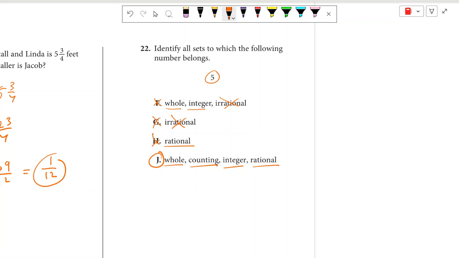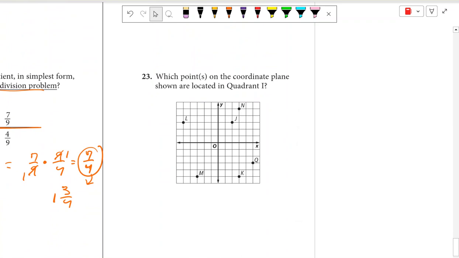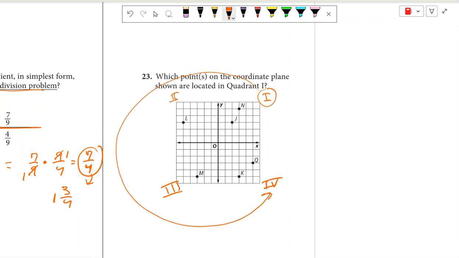And now finally our last one. 23. Which points on the coordinate plane shown are located in quadrant 1? Here's quadrant 1, 2, 3, and 4. And to remember this, quadrant 1 is always here, the very first one you've learned about, and it goes in a capital C formation. So what 2 points? N and J.